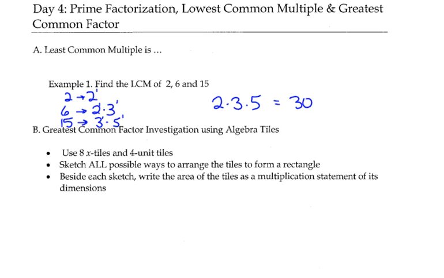So that means, does 15 go into 30? Yeah. Does 6 go into 30? Yeah. And does 2 go into 30? Yeah. It's the smallest number that they all divide into. That's the lowest common multiple. Greatest common factor.